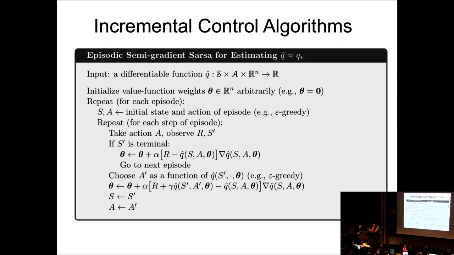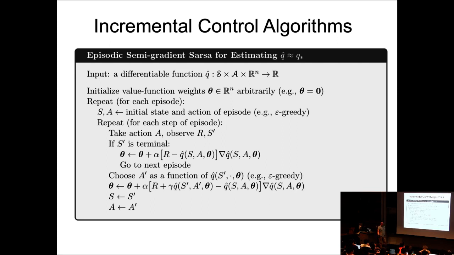So the input is a differentiable function Q. It's a function defined on the state and the action. You initialize the value function weights, right? Let's say they can be initialized to 0. S and A is your initial state, so you have an initial state and initial action, which you can pick randomly, for example, for the episode.